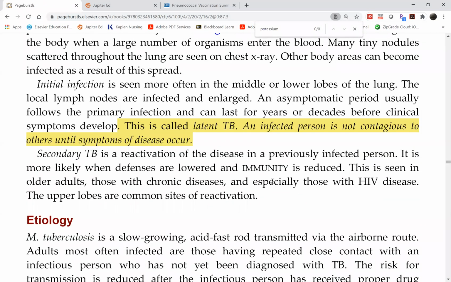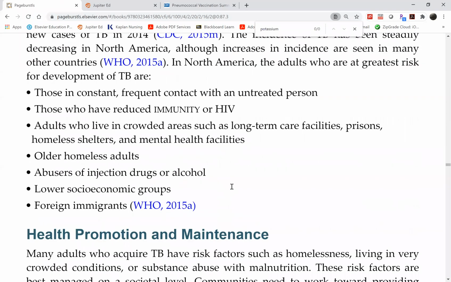I went through the treatment, 6 months of treatment, and so I'm good. I don't have to worry when, let's say, I contract HIV in the future, or let's say I grow really old and my immune system weakens, I won't develop TB. Does that make sense? Yes. Okay.